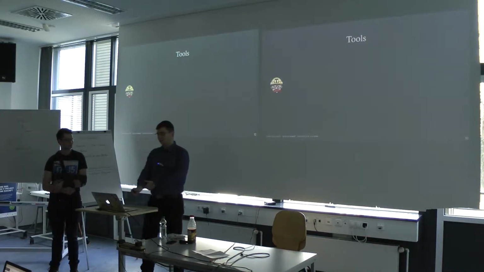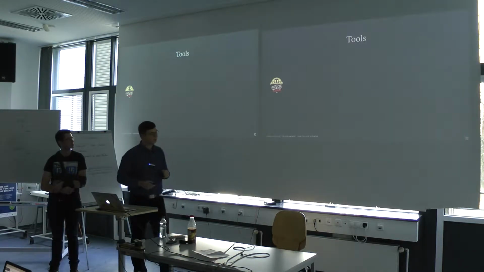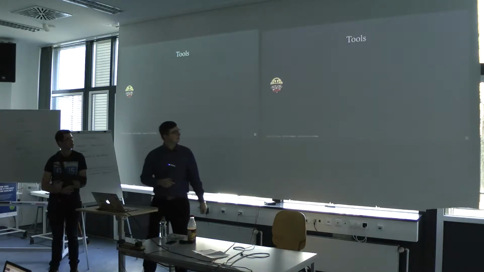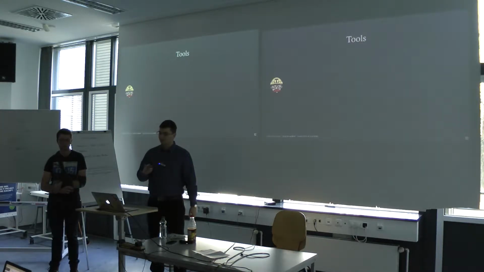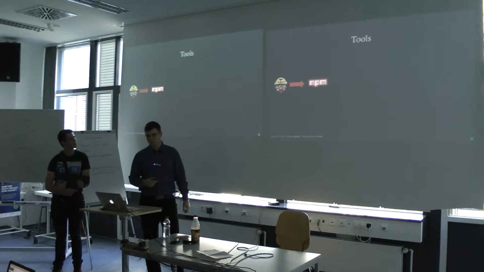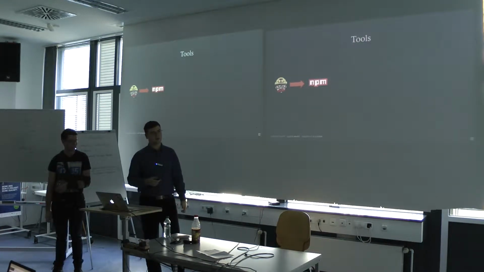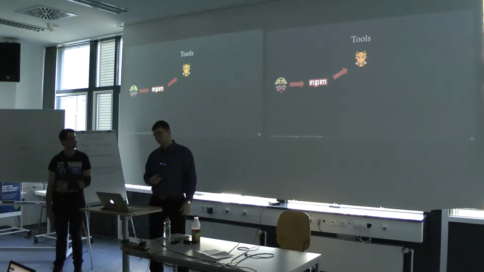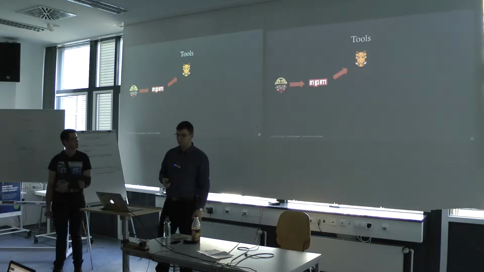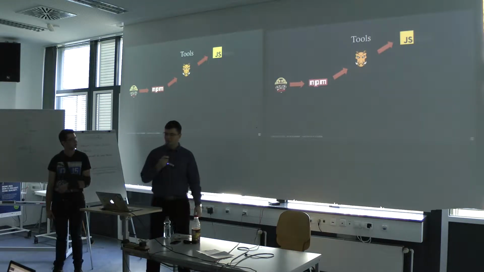Then the tools and the workflow. First we set up Travis for continuous integration. At the same time we use NPM for packaging. We create the package.json. Then we added Grunt for running the tests.